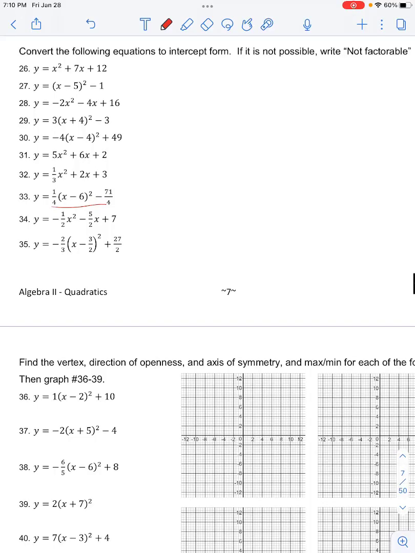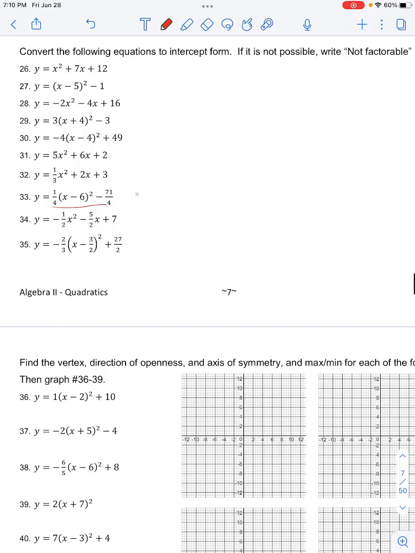Question number 33 in your quadratic functions asks you to convert the following equation to intercept form. So this means that we're going to have to factor this equation. First, I'm going to bring out a 1/4 from every term here. So we have 1/4 times (x minus 6) squared minus 71.